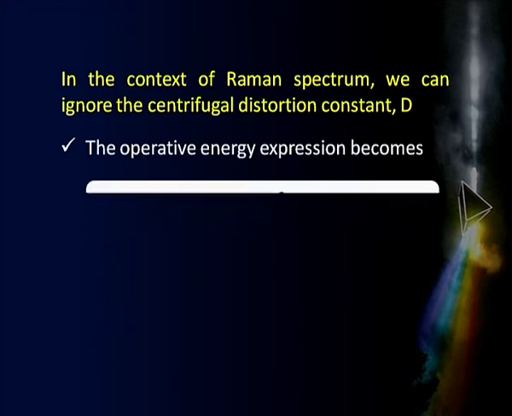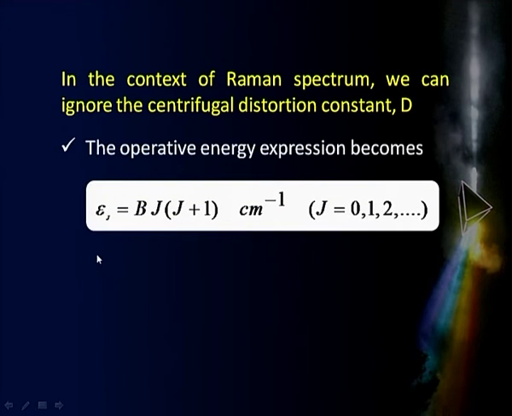Now, in the context of Raman spectrum, we can ignore the centrifugal distortion constant, because this happens to be very small in magnitude, and as a consequence of that, our operative energy expression becomes just this, that is E_J equal to B into J into (J plus 1), where J happens to be again 0, 1, 2 and so on and so forth.